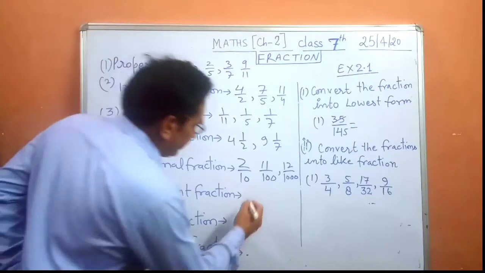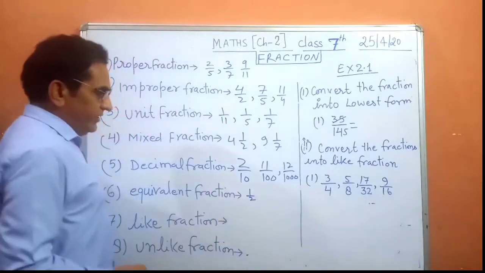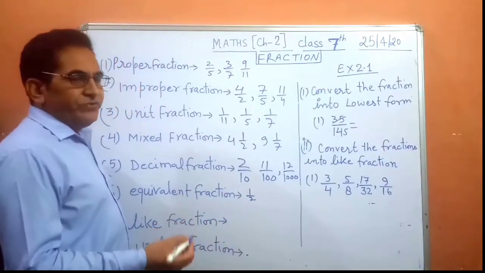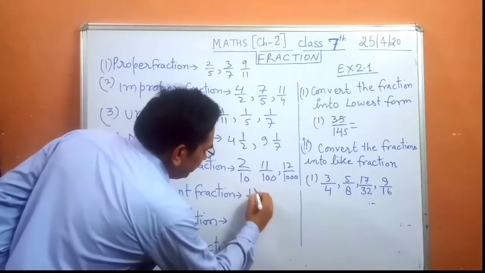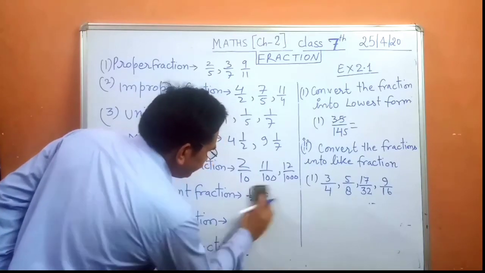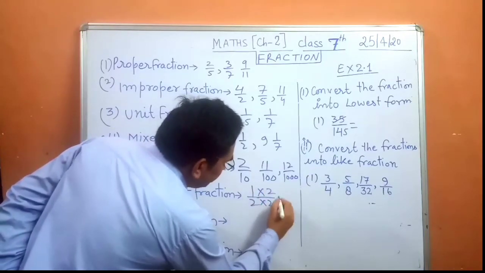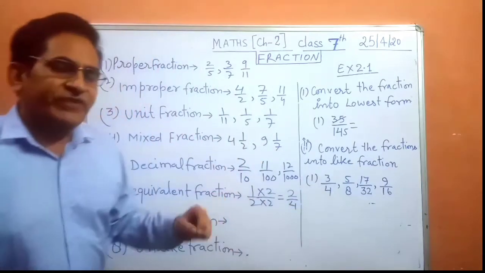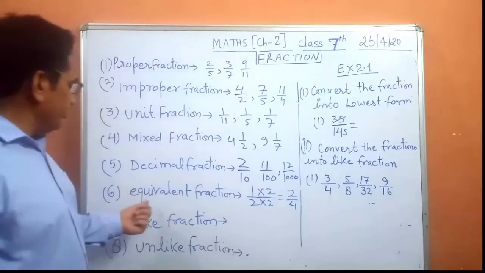Equivalent fraction, equal fraction. Equivalent means equal fraction. For example, 1 upon 2. If I want to write the equivalent fraction of 1 upon 2, how can we write? Multiply by the same number, both denominator and numerator. For example, if we multiply numerator by 2 and denominator by 2, 1 upon 2 becomes 2 upon 4. So 2 upon 4 is the equivalent fraction of 1 upon 2. Means 1 upon 2 and 2 upon 4 are equal. This is called an equivalent fraction.